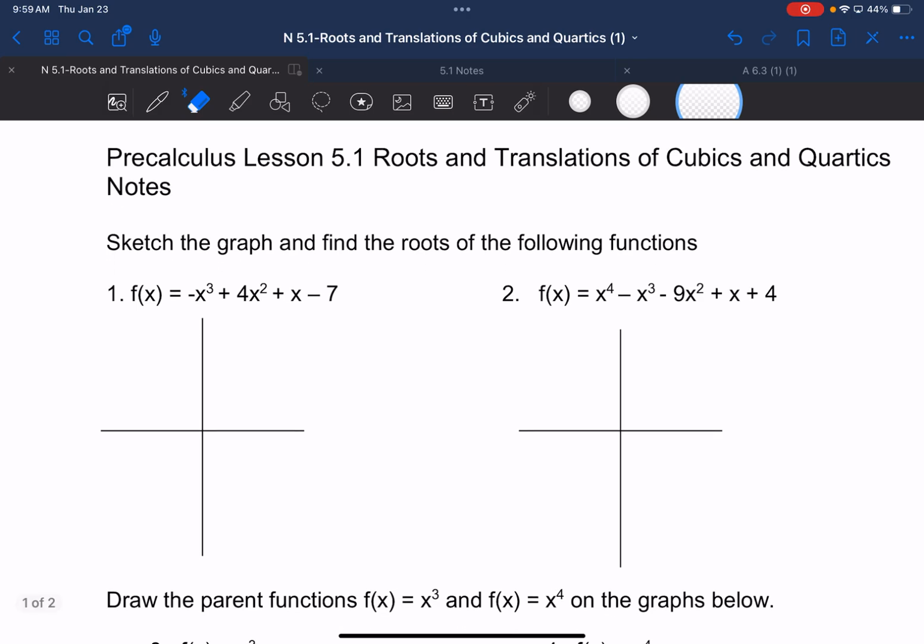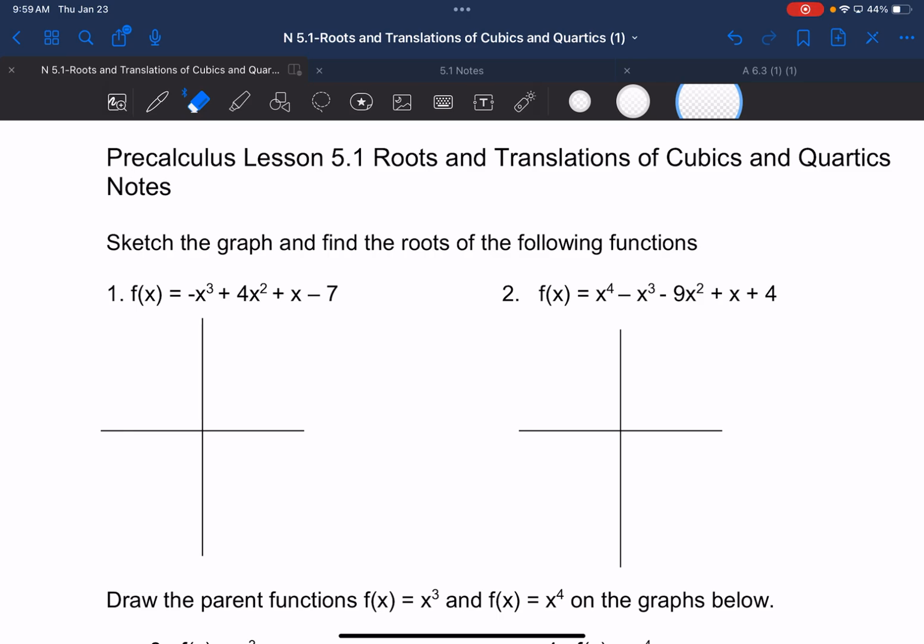So first, it says that we are going to sketch a graph and find the roots of the following functions. There was a bullet point on the board saying we all would need a graphing calculator. So if you don't have a graphing calculator, grab one for yourself. And we are going to start with putting these functions in our graphing calculator and taking a look.